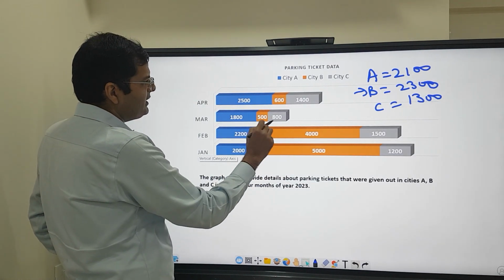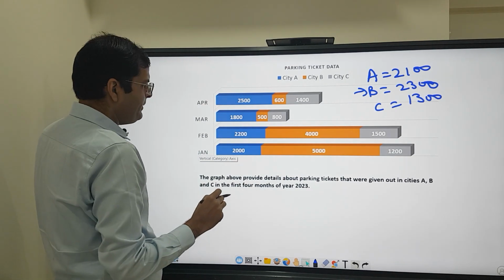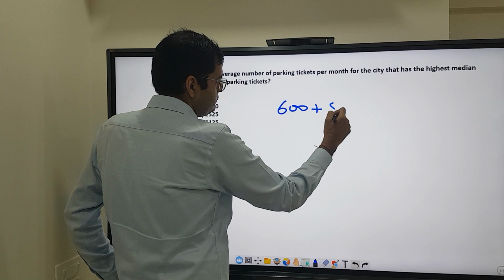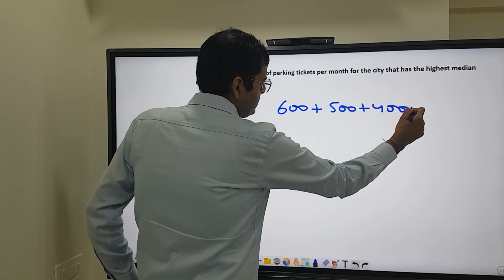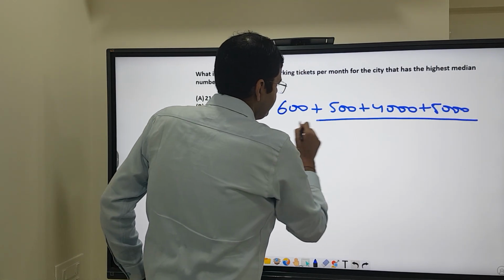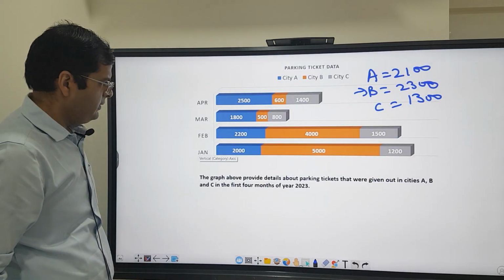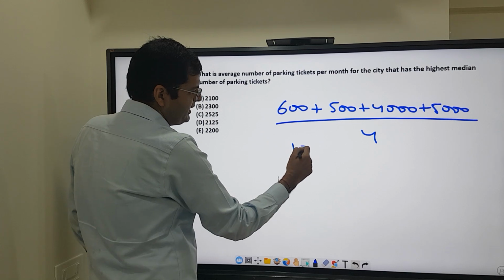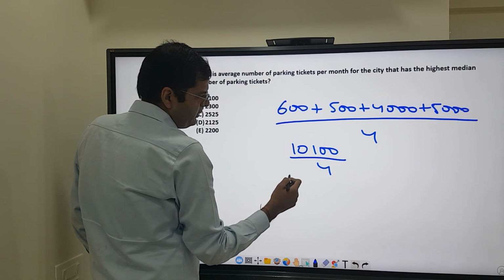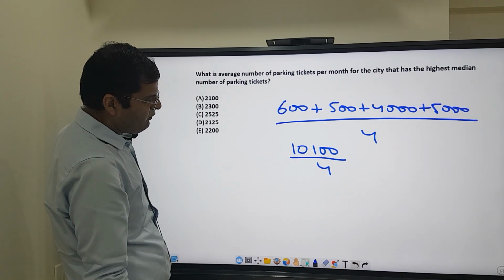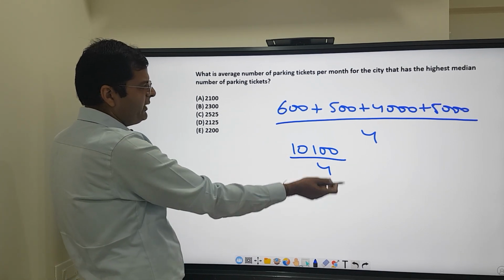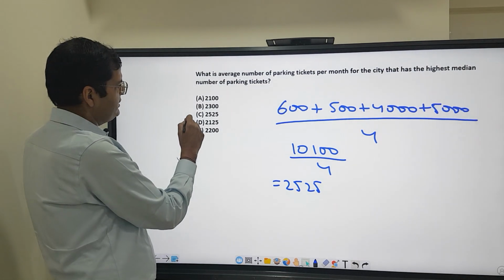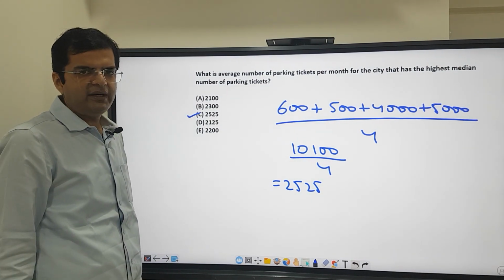So the average parking tickets for city B will be 600 plus 500 plus 4000 plus 5000 divided by 4. So this is 9000 and so this is 10,100 divided by 4. So 10,000 divided by 4 is 2500 and 100 divided by 4 is 25. So 2525. So answer option C, 2525 is the right answer here.